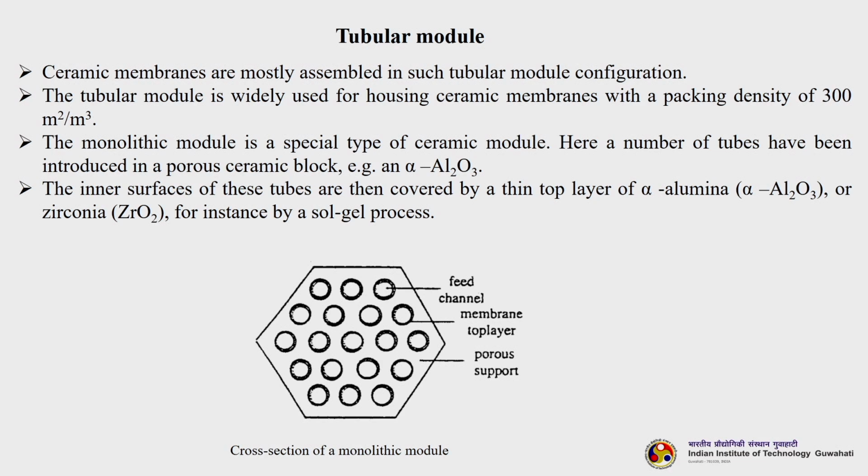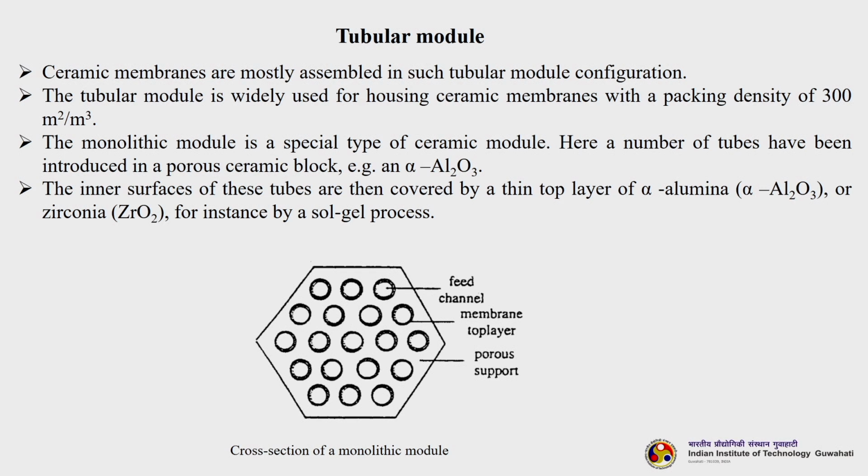Ceramic membranes are mostly assembled in tubular module configuration because it is easy to fabricate, and the tubular module is widely used for housing ceramic membranes with a packing density of 300 meter square per meter cube. It is a good packing density, not very high, not very low. The monolithic module is a special type of ceramic module. I am specifically talking about tubular ceramic membranes and the module.